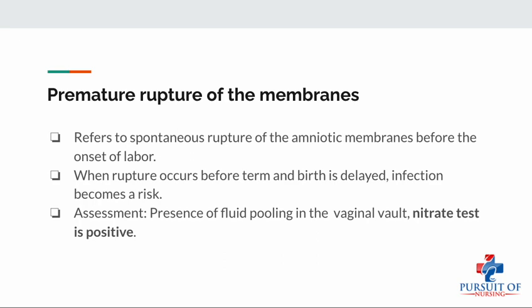All right, premature rupture of the membranes. This refers to spontaneous rupture of the amniotic membranes before the onset of labor. When rupture occurs before term and the childbirth is delayed, infection becomes a great risk. So you want to avoid any vaginal exams due to risk for infection. You also want to monitor the fetal heart rate because tachycardia in the fetus could indicate maternal infection as well. For the assessment, you're going to have the presence of fluid pooling in the vaginal vault, and then a nitrazine test on that fluid is going to be positive.